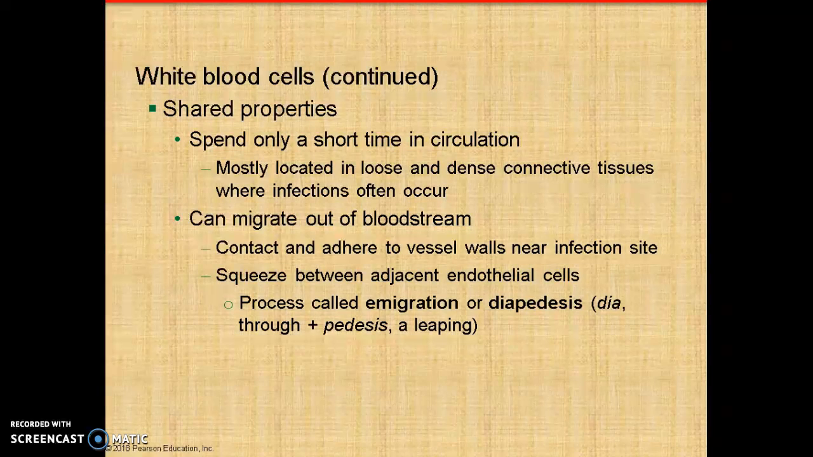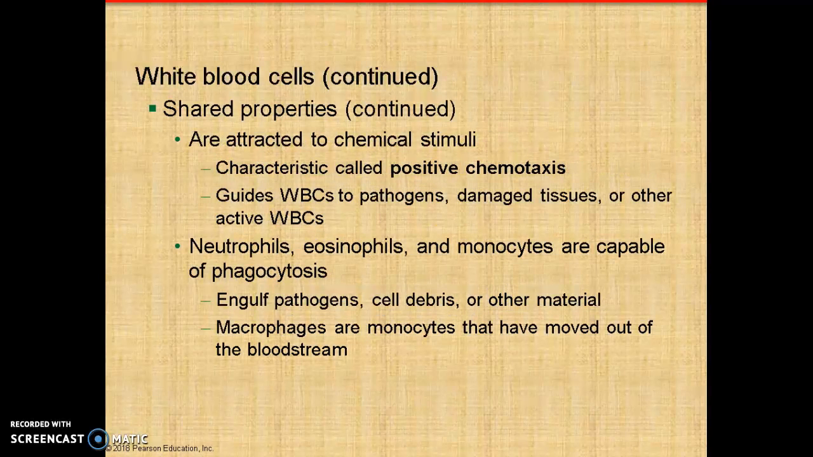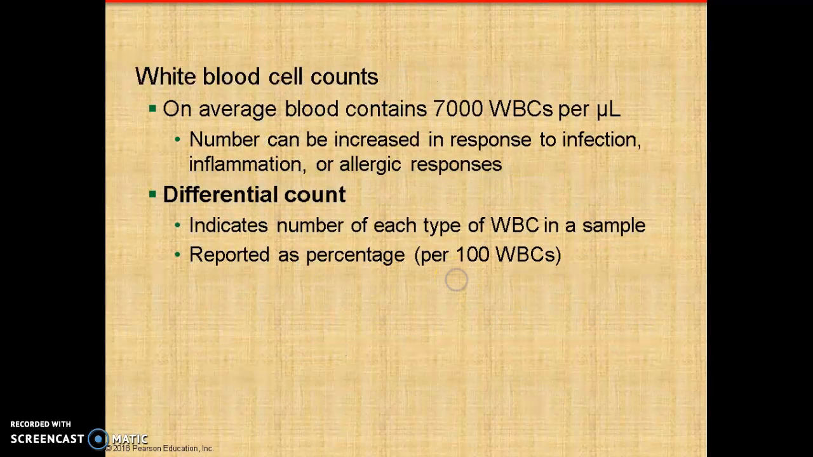So again, white blood cells only stay in circulation a short period of time. They're mostly located in connective tissue where infections often occur. They can squeeze out of the bloodstream through diapedesis. They show positive chemotaxis, so they will move towards damaged tissue or infection. And neutrophils, eosinophils, and monocytes are capable of phagocytosis.